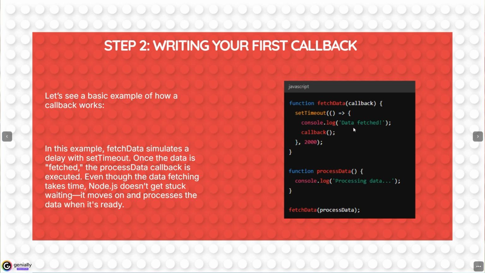As you see here, fetchData gets the callback parameter. So this one is a function. fetchData gets the function parameter. And here we call fetchData here. Again, fetchData gets processData as a parameter, and this one is the callback.